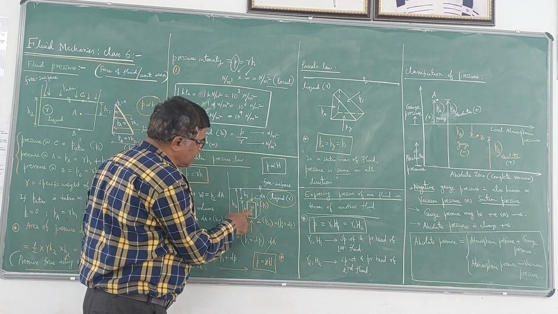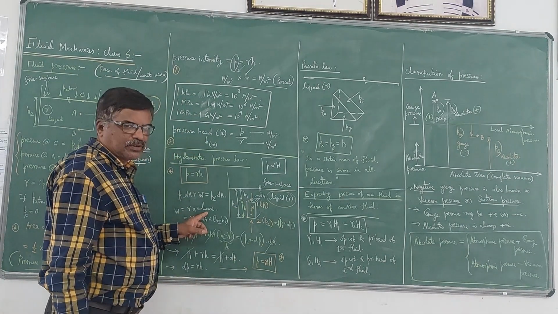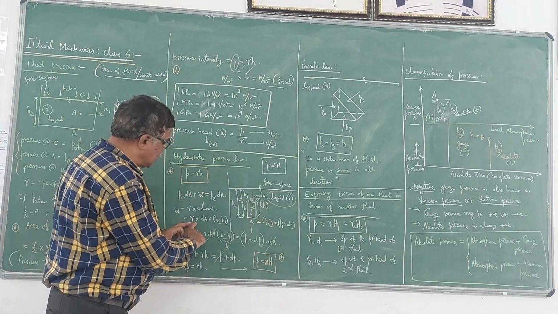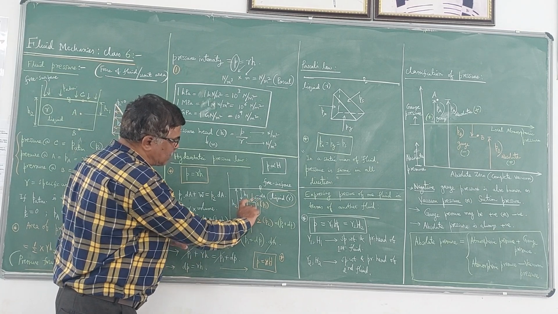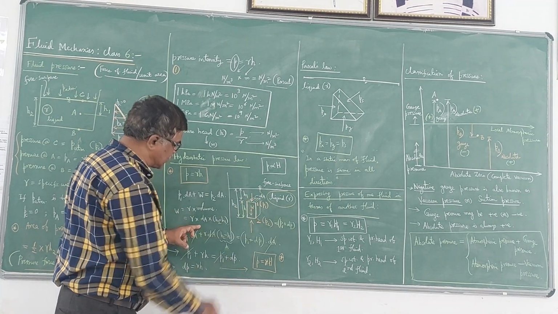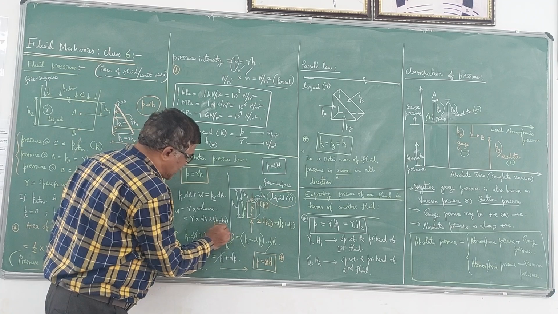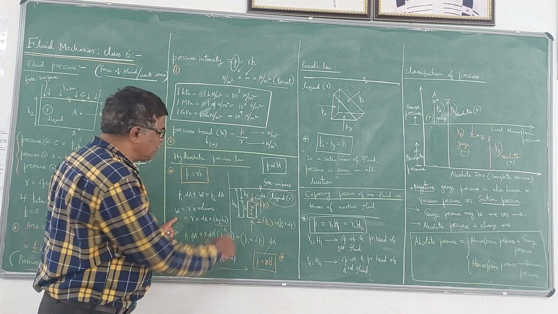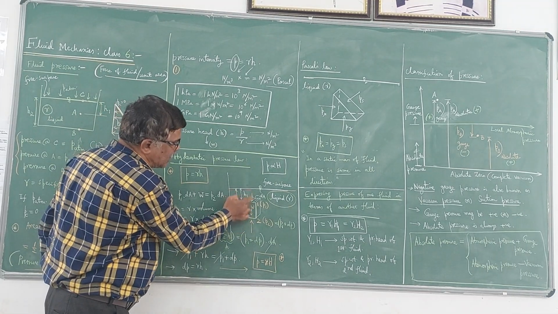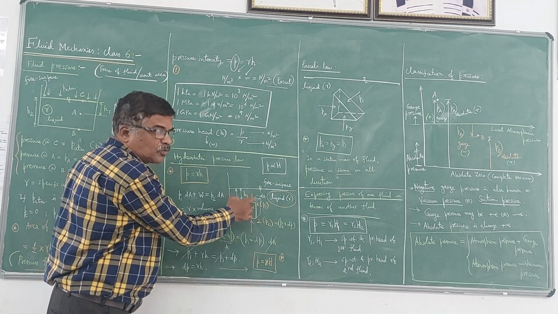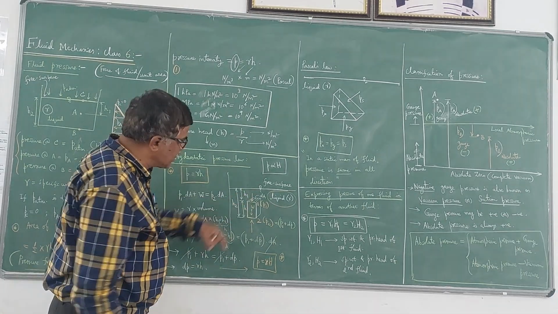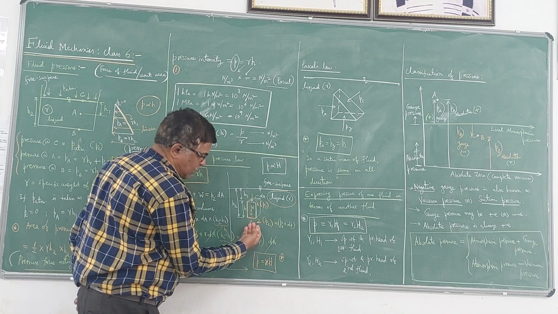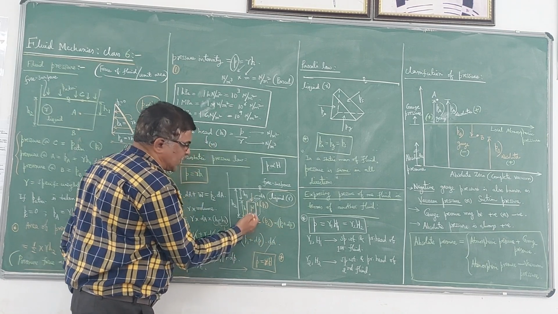W is the weight of that fluid element, which is given by gamma into volume. Specific weight into volume gives the weight of that fluid element. Here volume is nothing but the area multiplied by the height, that is h. So h is nothing but H2 minus H1 I have taken here. So gamma into dA into h gives the weight of the fluid element. The pressure force at 1 will be acting downwards, whereas pressure force at 2 is acting upwards. So P1 plus dP or P2 is acting upwards.